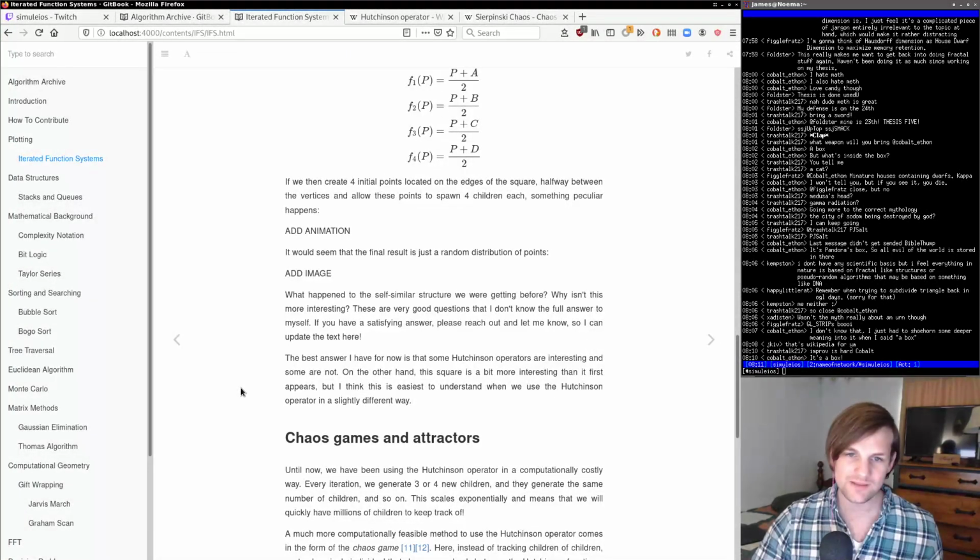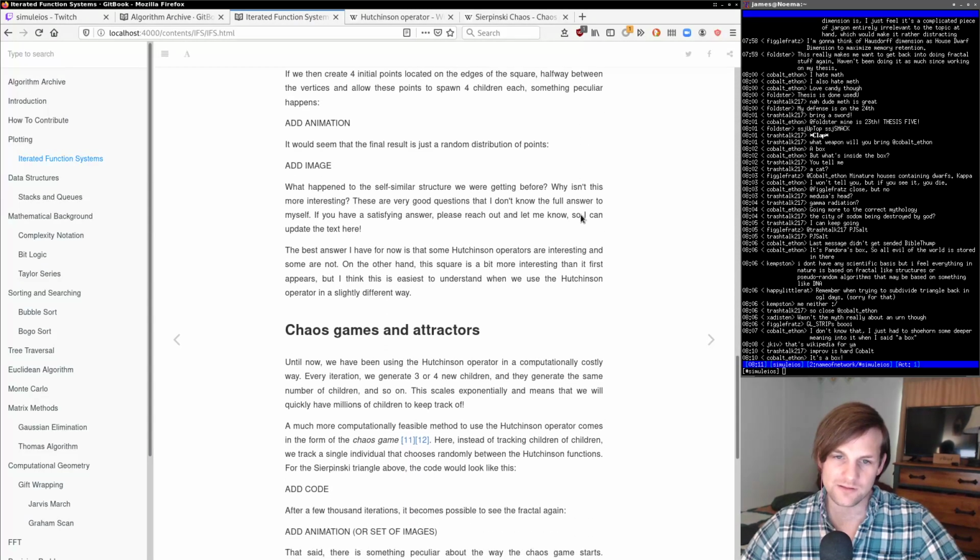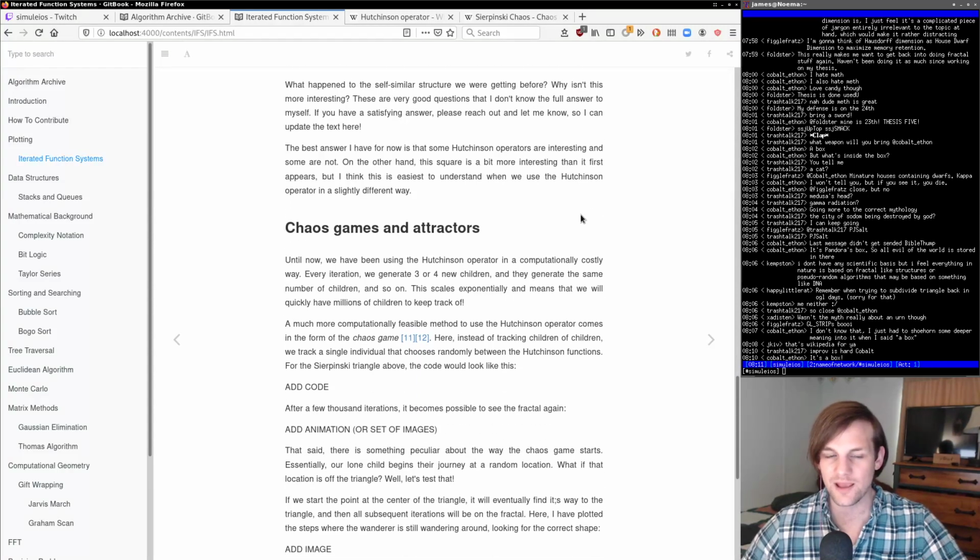So let's go here. It would seem that the final result is just a random distribution of points. So what happened to the self-similar structure we were getting before? Why isn't this more interesting? These are very good questions that I don't know the full answer to myself. If you have a satisfying answer, please reach out and let me know so I can update the text here. The best answer I have for now is that some Hutchinson operators are interesting and some are not.